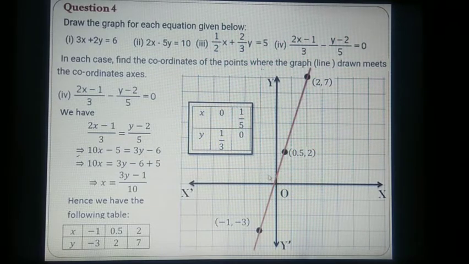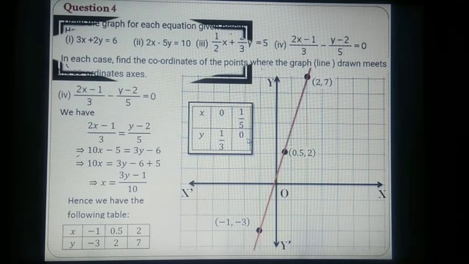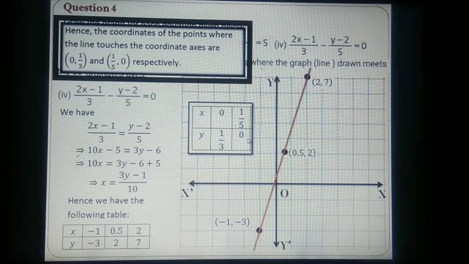Similarly, whenever y is 0, that means on the x-axis we have y to be 0, then x is 1 by 5. So the coordinate on the x-axis where the line intersects is 1 by 5 comma 0. So the coordinates of the points where the line touches the coordinate axis are 0 comma 1 by 3 and 1 by 5 comma 0 respectively. So pause the video to note down.